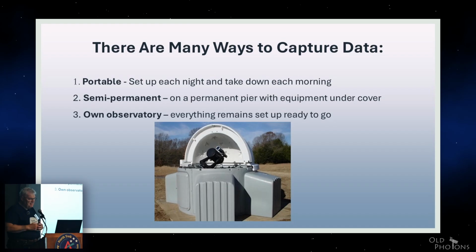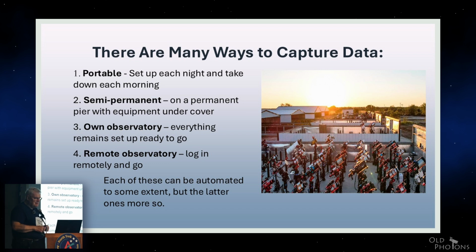Your own observatory, I mean, there's several ways you can set up an observatory. Mine's a roll-off roof. These domes are lovely. So your stuff is set up, ready to go. You're polar aligned. All you do is turn the power on, and away you go. And then the ultimate is you go to a remote observatory somewhere. This happens to be a photograph from Starfront. And you log in remotely, and away you go. And so all of these, to some extent, can be automated, but the further down the list you go, the more automation that you implement.